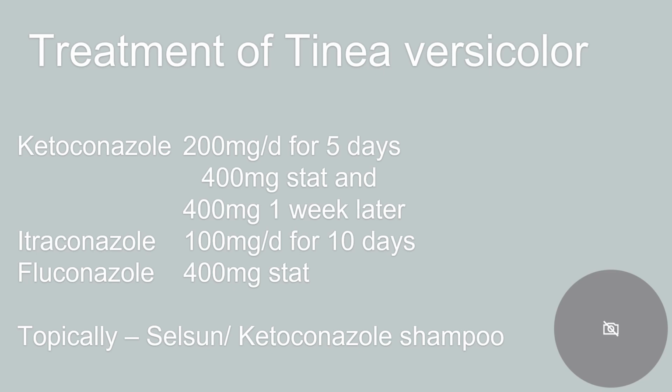The treatment of tinea versicolor can be with oral or topical medication. We would commonly use ketoconazole tablets, 200 milligrams a day for 5 days. You can also use itraconazole tablets, 150 milligrams per day for 10 days. Alternatively, you can use fluconazole 400 milligrams stat. For topical treatment, we use Selsun or ketoconazole shampoo.